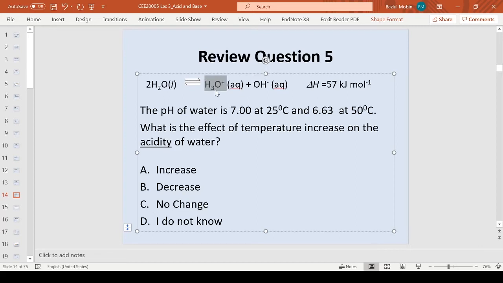So for water, when hydronium ion is produced, hydroxyl ion is also produced at the same time. When hydronium ion is produced, the pH gets lower, but hydroxyl ion is produced there too. So the acidity does not change. The water is still neutral. They have the same amount of hydronium ion and the same amount of hydroxyl ion, so they are still neutral.